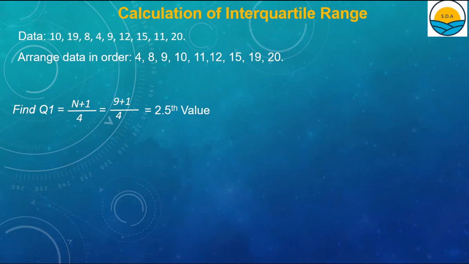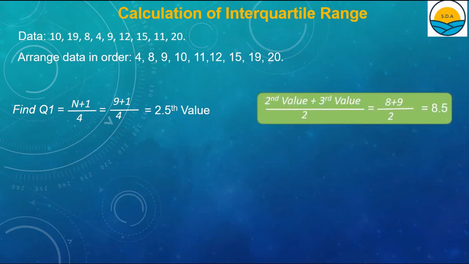Actually there is no 2.5th value, right? Either there is a second value or there is a third value, but there will be no 2.5th value. So in order to find out the value of the 2.5th observation, we take the second value plus third value divided by 2. So it will be 8 plus 9 divided by 2, and my Q1 will be 8.5.